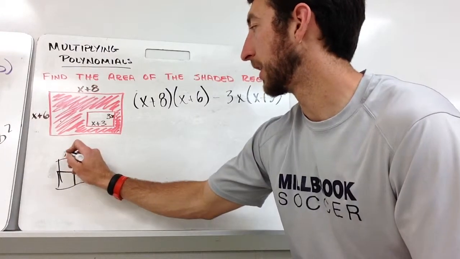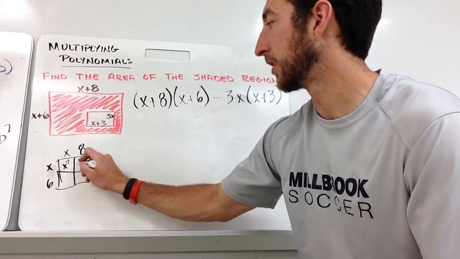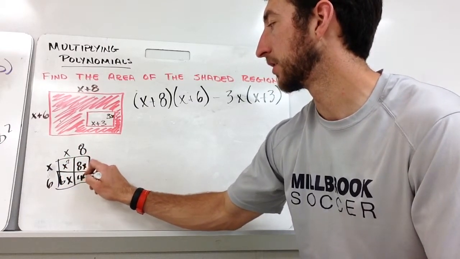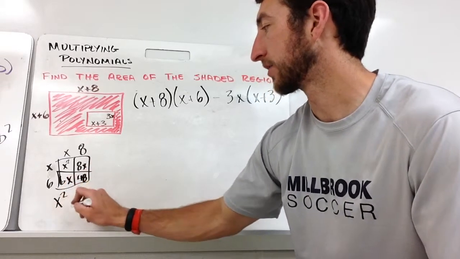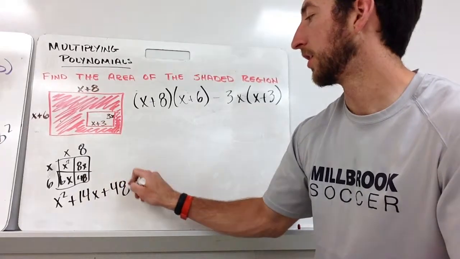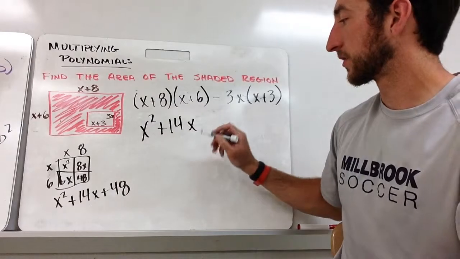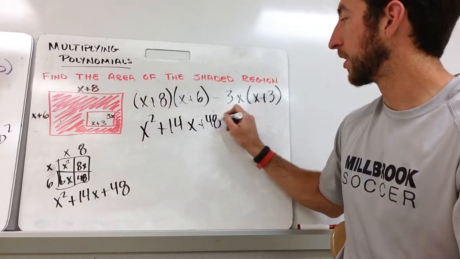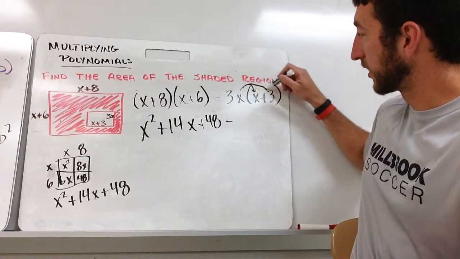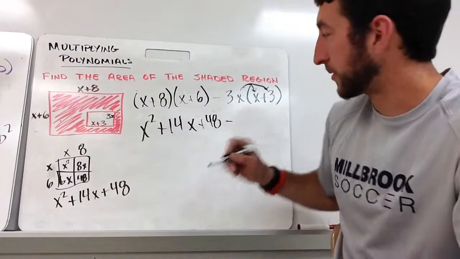Alright, so I got my x and my 8 here, my x and my 6 here. So x squared, 8x, 6x, 48. If I combine all that, that's x squared plus 14x plus 48. So I'm going to rewrite that back up here. So x squared plus 14x plus 48 minus, I'm going to go ahead and distribute this throughout here. I'm not going to worry about that rectangle because it's the distributive property, the same thing.